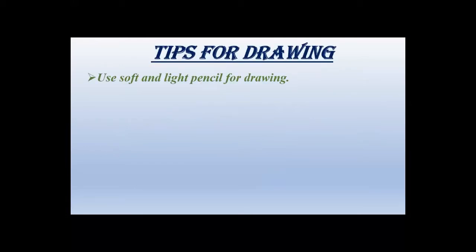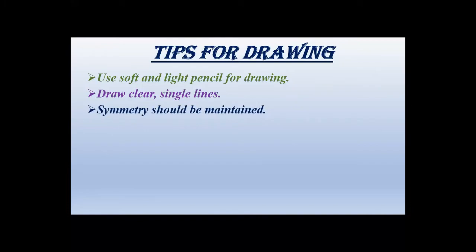Now, first of all, you should know the tips of drawing. In the last class, we shared the rules for scientific diagrams, but here I'm sharing the tips for scientific diagrams, that you have to use a soft and light pencil for drawing, as you all know, and draw clear and single lines. Means when you're going to draw, use single lines. Do not draw overlapping lines. And symmetry should be maintained. Means both sides are equal if the diagram requires it. Don't put arrowheads for labeling. During labeling, do not show arrows. Just label with the help of straight lines, right?